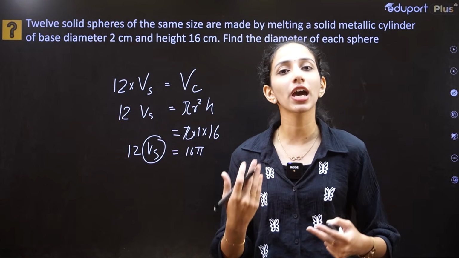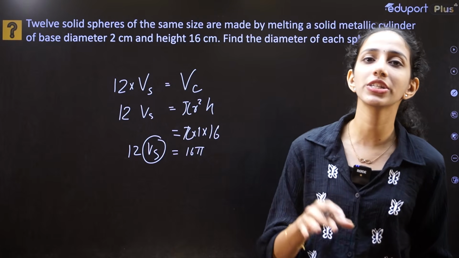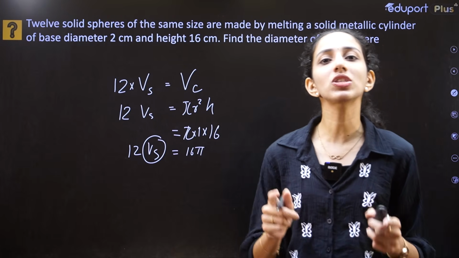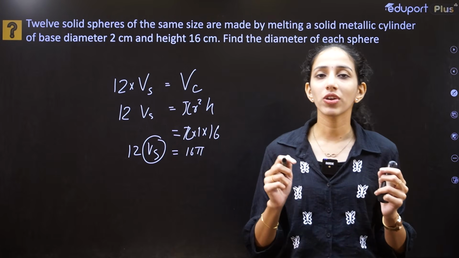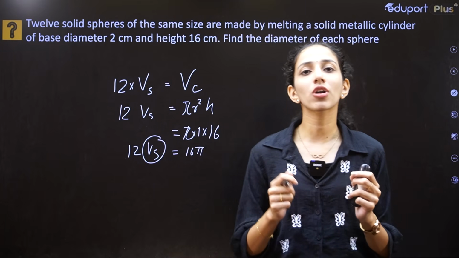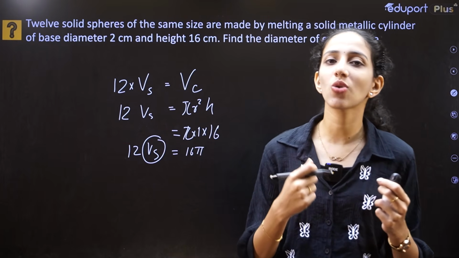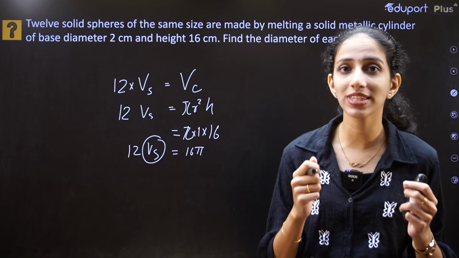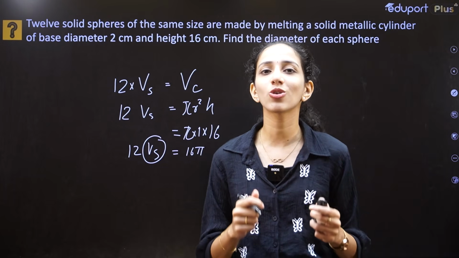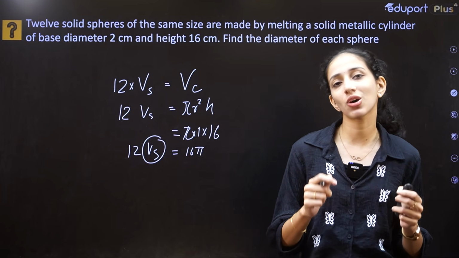Then another type of problem we are dealing with is melting and recasting. In such situations, we want to note that if you melt and recast it into another shape, the volume will always be equal. So note these points. These are some important questions of our chapter, surface areas and volumes. Okay, so that's all about our chapter.